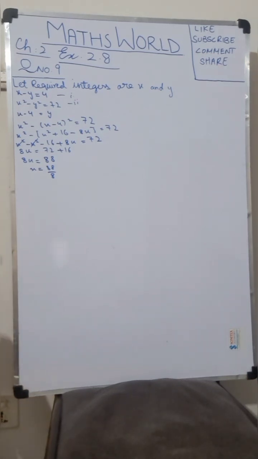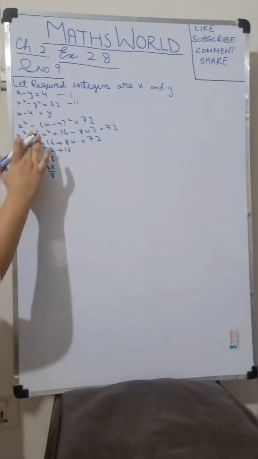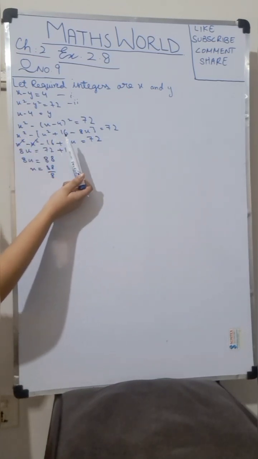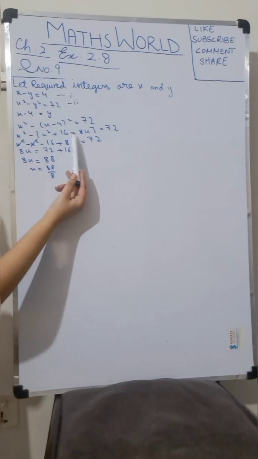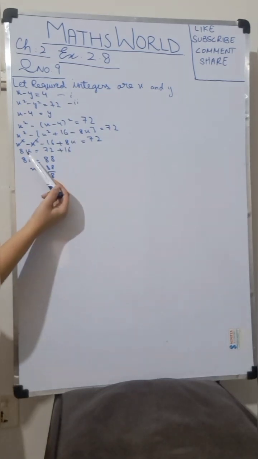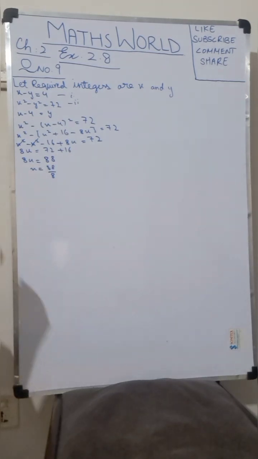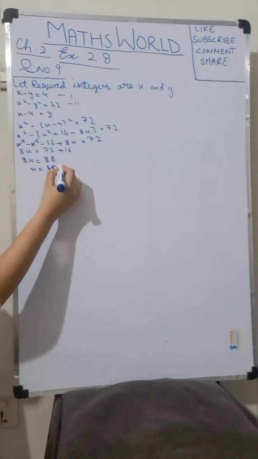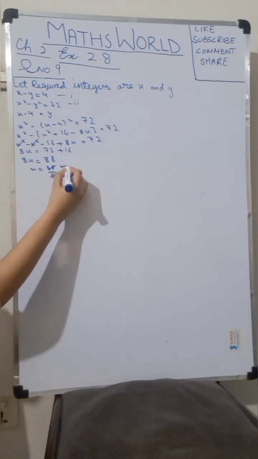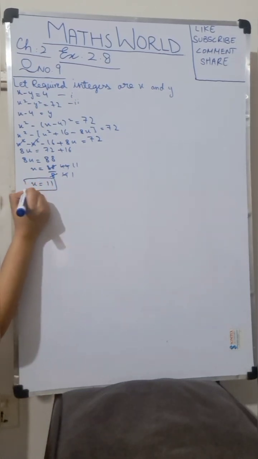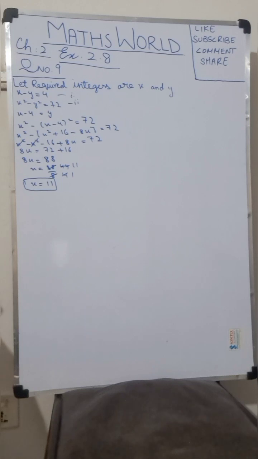I hope you understand this concept, we have minus, and when it moves to the other side it becomes plus, and 8x would be here and 16 would be moved there. All these concepts are very easy, you can understand it. 8 11s are 88, so x is equal to 11. I always use easy methods so that you can understand.